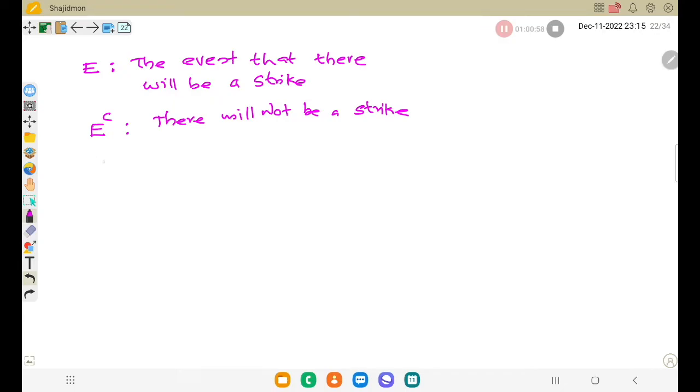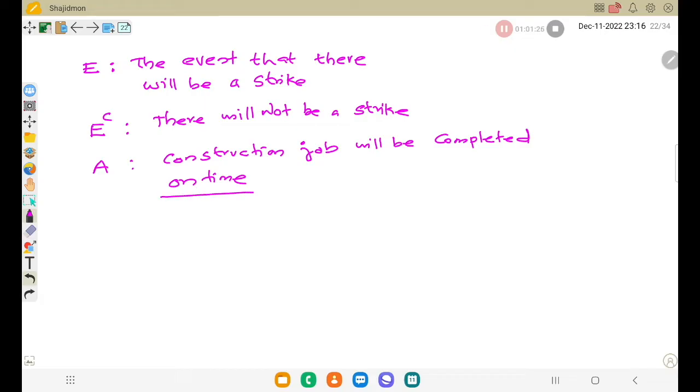So I can take here A means on time completion, correct? Or we can write like construction job will be completed on time. Or you can just write on time completion also. This is the event A.